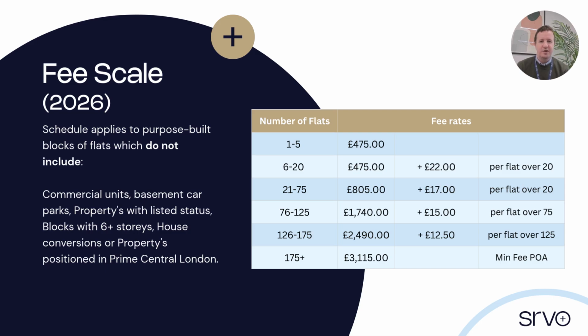To finish up, we're going to talk about our fee scale. Here's an example of this. I would caveat in this case that this is for a basic block of flats, purpose built, doesn't include commercial units, no basement car parks, isn't a listed building, and doesn't exceed 6 stories in height. It's also not a house conversion, and it's not positioned within prime central London. So we're talking about modern purpose-built blocks.